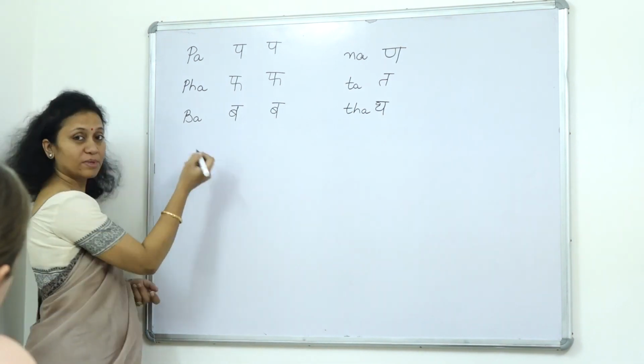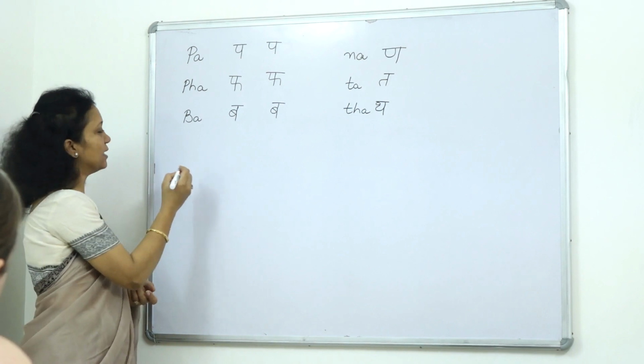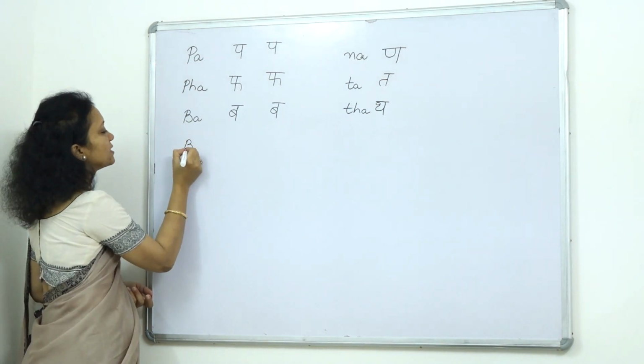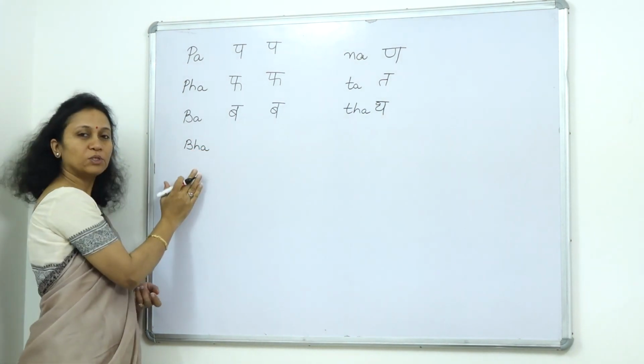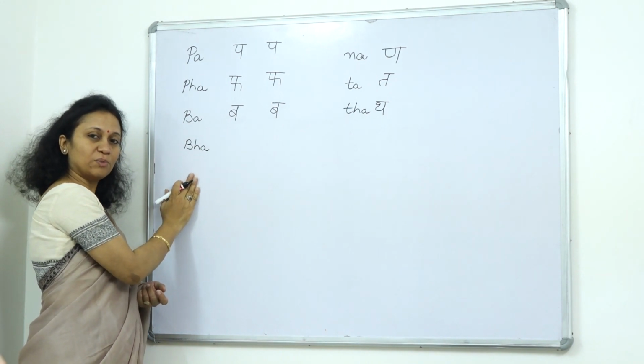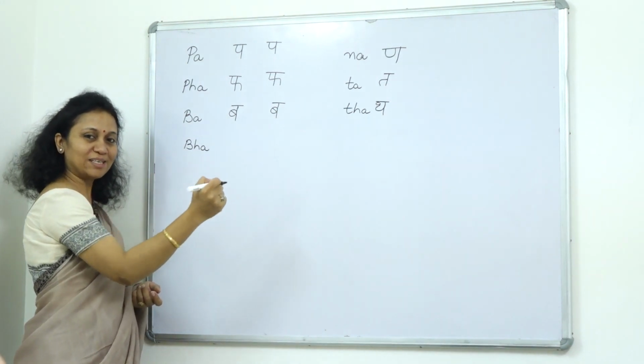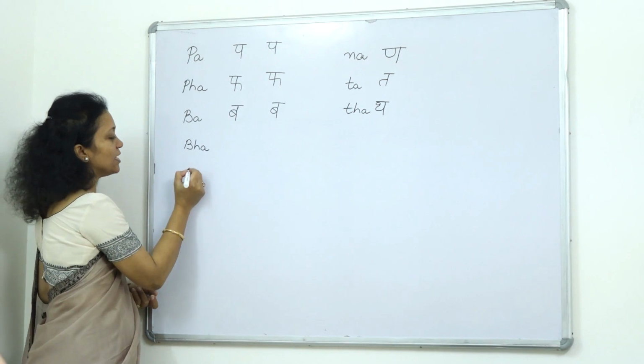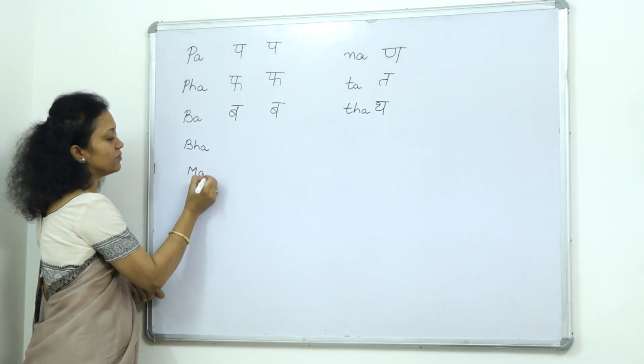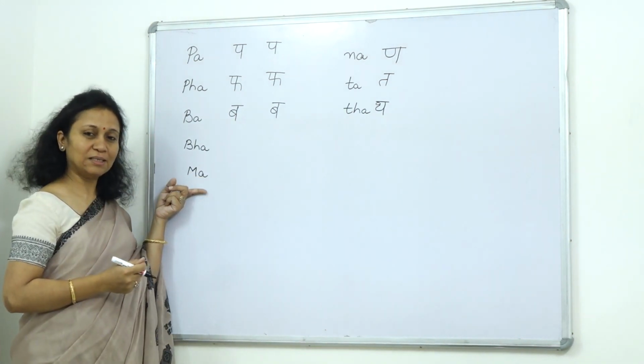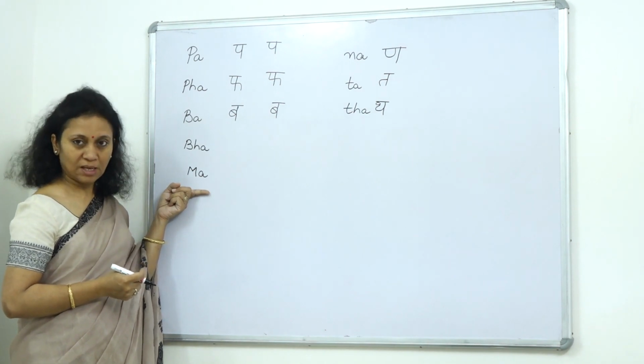And then, what will be the next one? Bh. Absolutely. But before we start making the Bh, I'm going to make the last one, which will make Bh writing easier, okay? So the next one, or the last one of this row, the fifth letter, is a M.